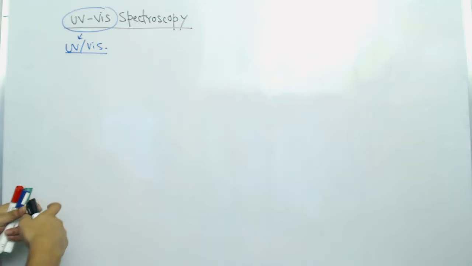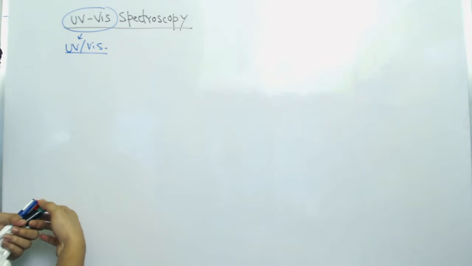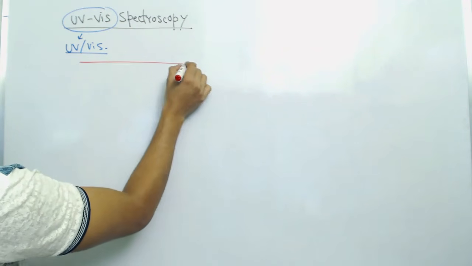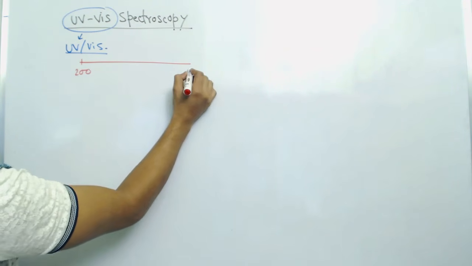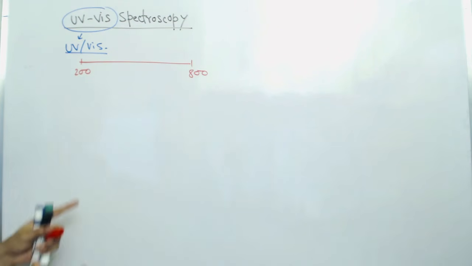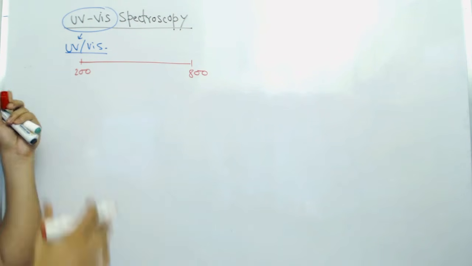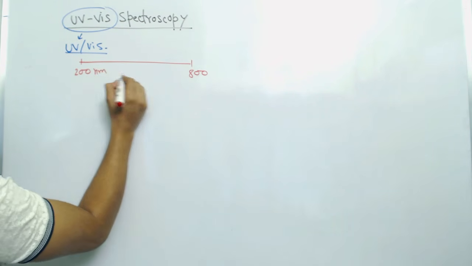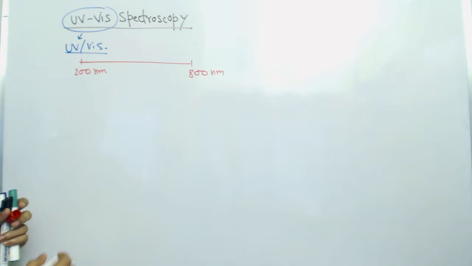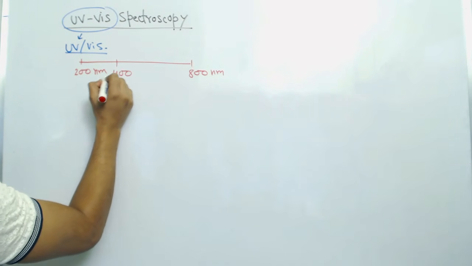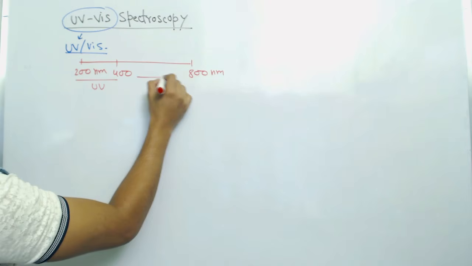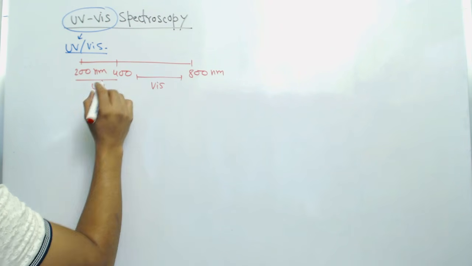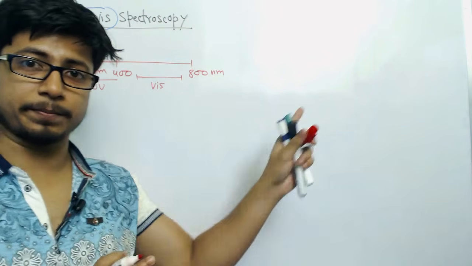If we divide this UV visible spectrum into parts, the range is mainly from 200 to 800 nanometers, although we can extend it a little further. From 200 to 400 nanometers is approximately taken as the UV range, and from 400 to 800 nanometers is approximately the visible light range that we usually use for UV visible spectrometry.